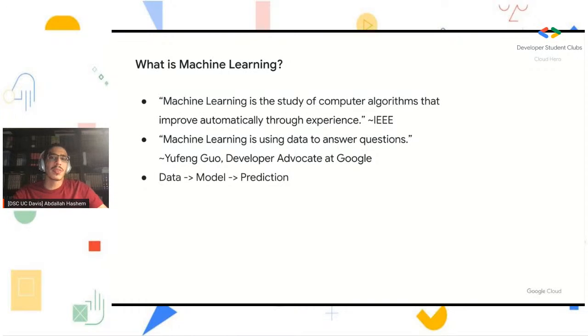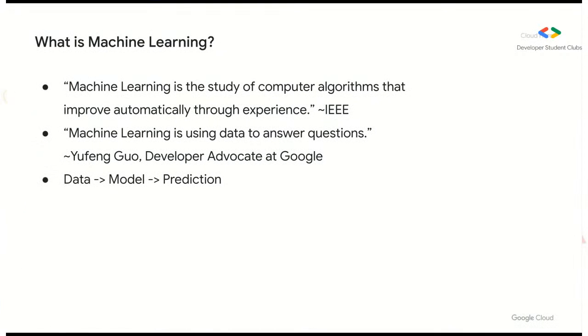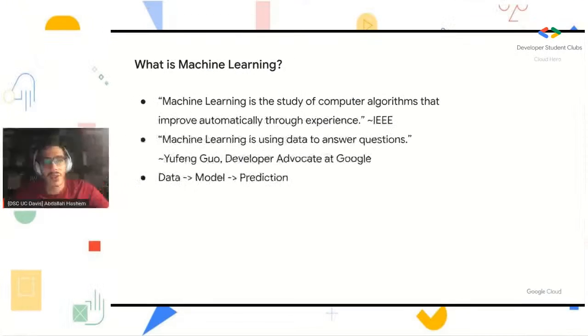And so, what is machine learning? From IEEE organization, it says that machine learning is the study of computing algorithms that improve automatically through experience. A simpler definition by Yufeng Guo, a developer advocate at Google, is that machine learning is using data to answer a question. With machine learning, we can take training data, use it to create a predictive model, and then use that model to predict future results.